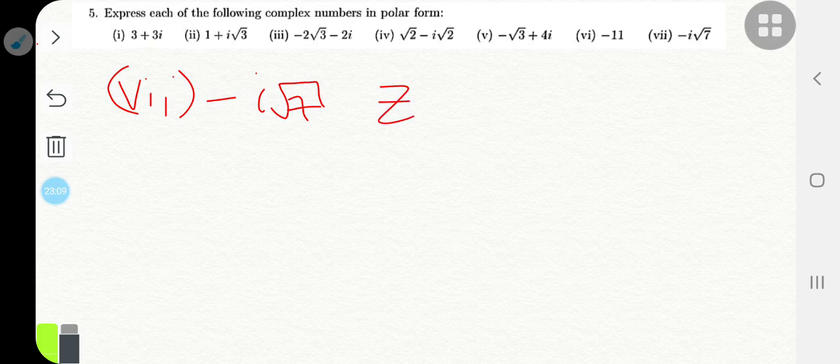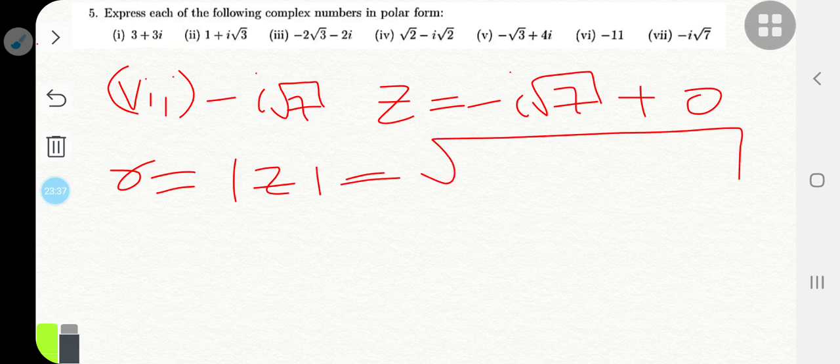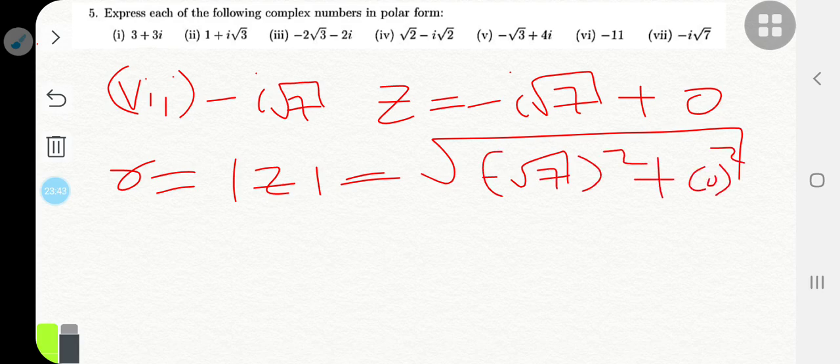So the last part I've been given, part 7, is saying that you only have the negative i root of 7. Then I'll let my z be equal to negative i root 7 plus 0. You see? Plus 0. Then you say, let me find my r. So my r, we know, is just equal to the magnitude of z, and we know how to find those things. I'll just say the root of negative 7 squared plus 0 squared.